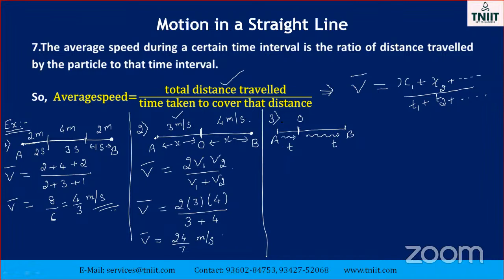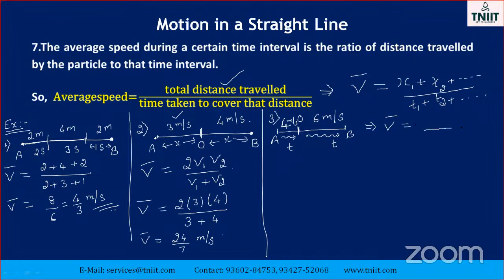First half of the time it is moving with the speed 4 meter per second. Second half of the time is moving with 6 meter per second. How to find the average speed for this case?